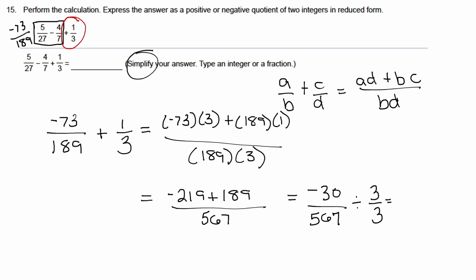Negative 30 divided by 3 is a negative 10. And then 567 divided by 3 is 189. I can't simplify this any further, so my answer is negative 10 over 189.